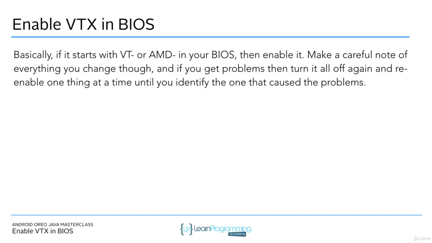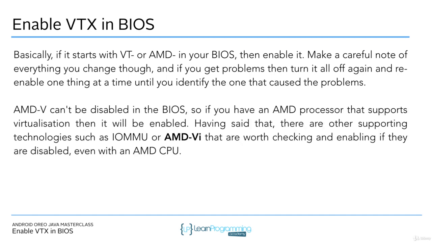Basically though, when you're going to look at your BIOS, if it starts with VT- or AMD- in your BIOS, then enable it. Make a careful note though of everything you change, and if you get any problems, then you can turn it all off again and re-enable one thing at a time until you identify the one that caused the problems. AMD-V can't be disabled in the BIOS, so if you have an AMD processor that supports virtualization, then it will already be enabled. Having said that, there are other supporting technologies such as IOMMU or AMD-Vi that are worth checking and enabling if they are disabled, even with an AMD CPU.